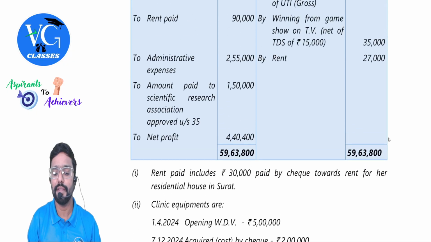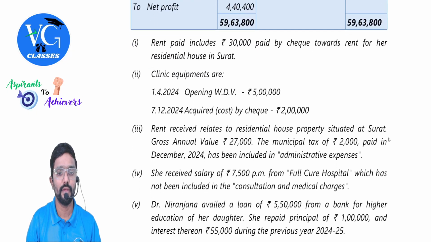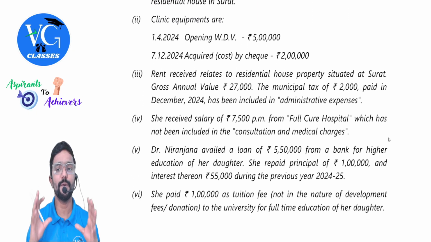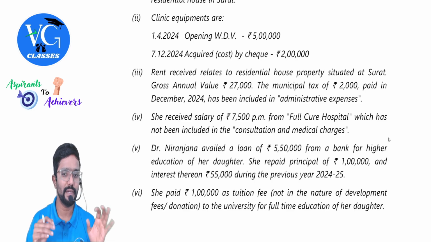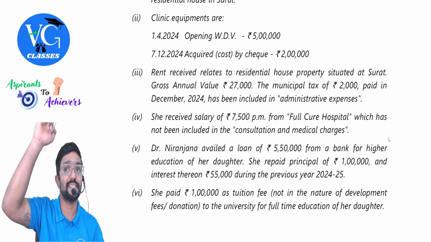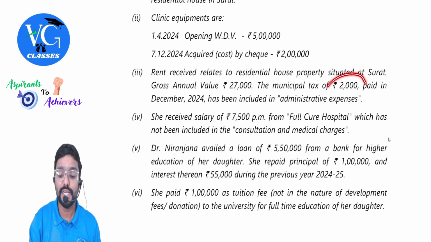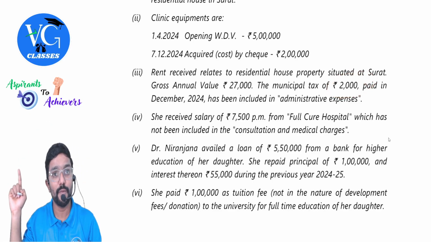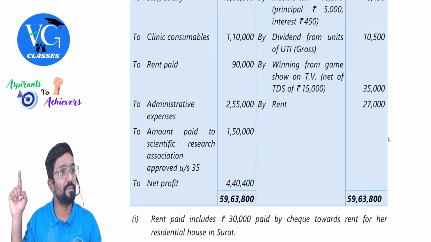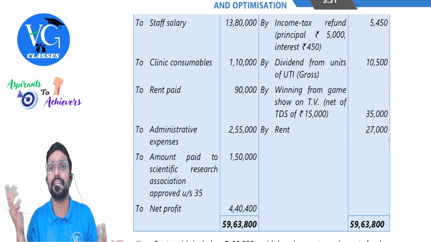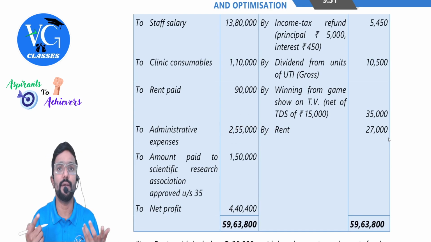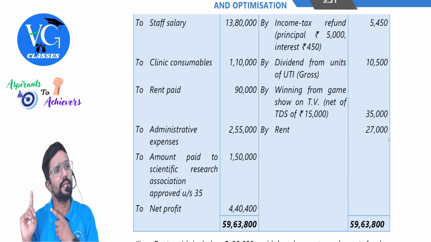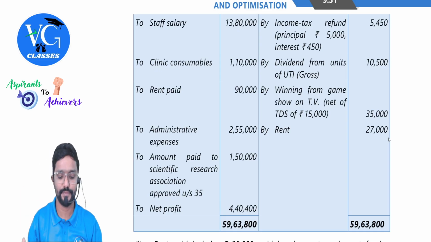Rent received. Whatever rent they have given here, they are talking about rent received relating to a residential house property situated at Surat. Gross annual value 27,000. Municipal tax of 2,000 paid in December has been included in administration expenses. Look here, 2,000 is allowed as deduction while computing income from house property. But while computing PGBP income, what should you do? Disallowed. You already debited it here. 2,000 is disallowed. Why, sir? It is personal in nature. Can you claim it under the head house property? Yes.